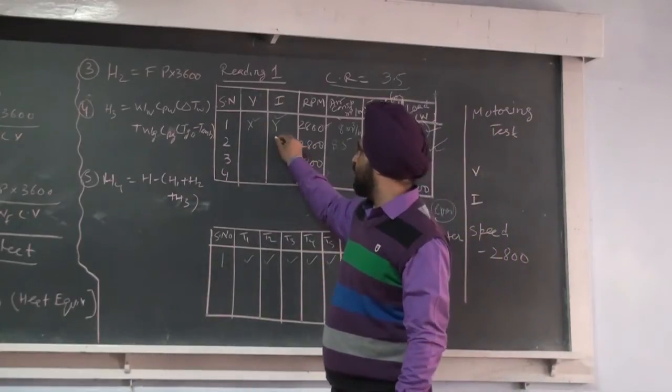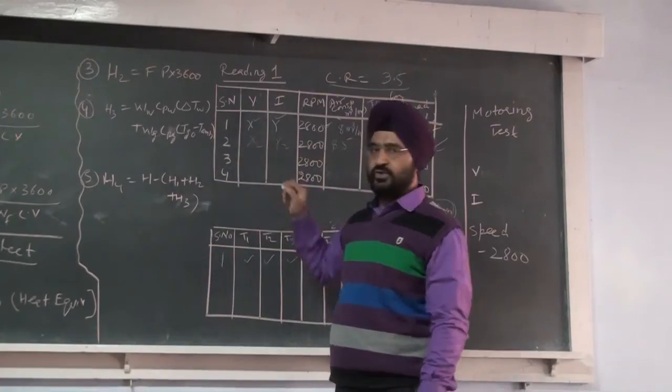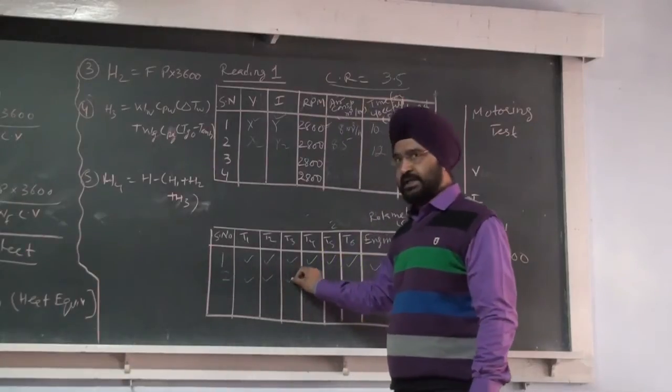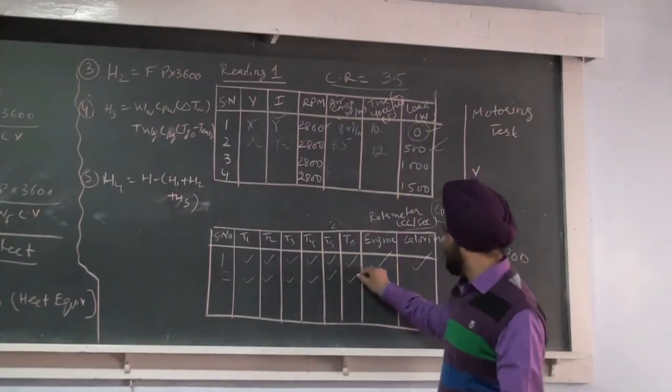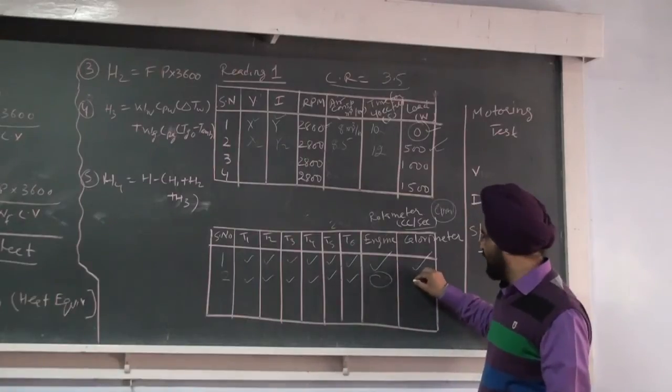Then see the current again, Y2, then see the voltage, X2, that should be noted. Similarly, for the second reading, T1, T2, T3, T4, T5, T6, and then how much water is consumed through the first rotameter to the engine, then to the calorimeter.